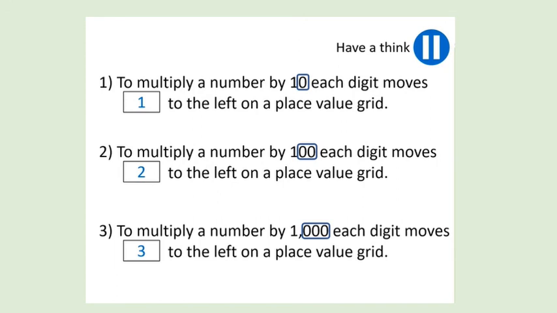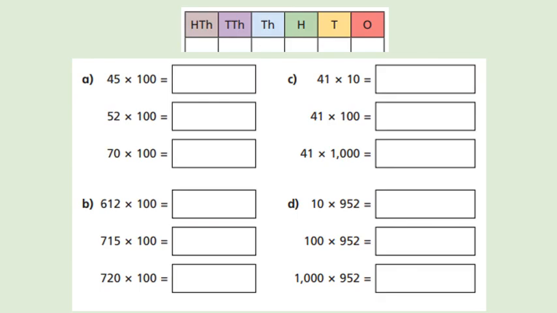Right, now it's your turn. Here are some questions where you are multiplying by 10, 100 and 1,000. It might help you to draw a place value grid on the top of your piece of paper in front of you and move your digits 1, 2 or 3 places to the left each time, making sure you put that 0 placeholder in when you need it. You will need to pause the video while you work out the answers. Well done everybody. Let's go through the answers.